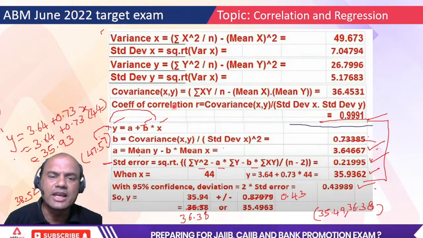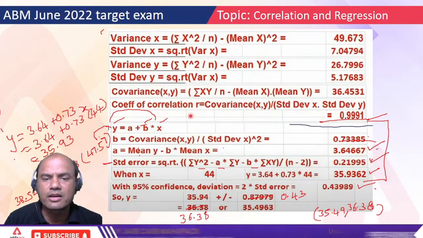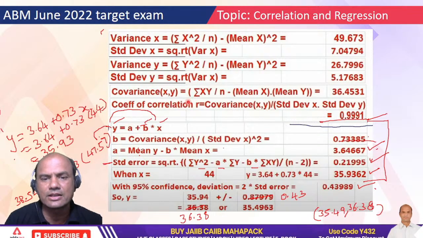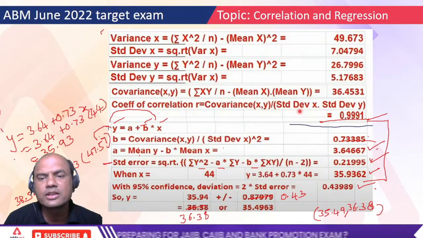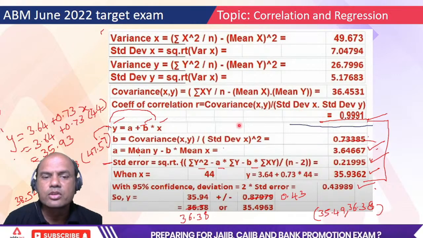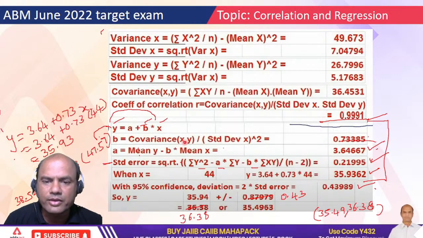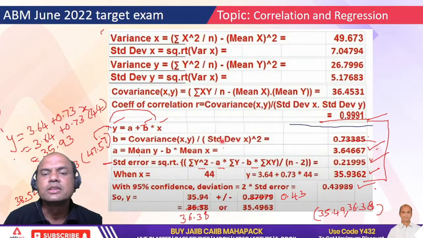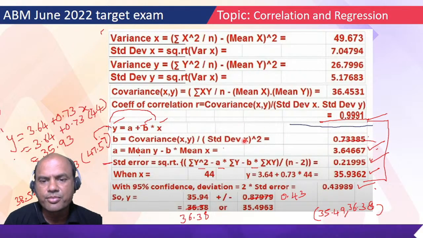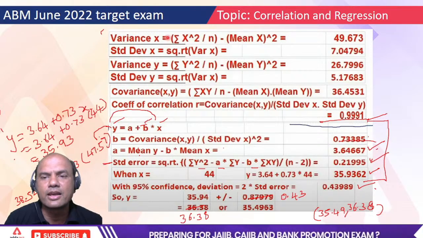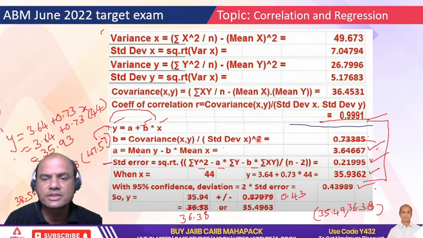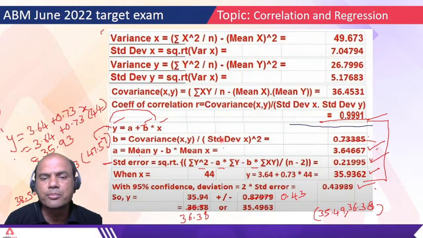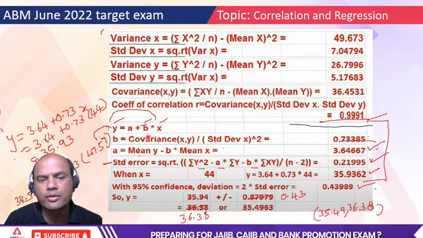Formula for B is roughly the same as that of R, not exactly the same. What is the formula for R? Covariance of xy upon sigma x sigma y. Okay. So what is the formula for B? Covariance of xy upon sigma x square, or you can call this variance. So covariance of xy upon variance of x. Standard deviation square is variance. So covariance of xy upon variance of x. This is the formula for B.